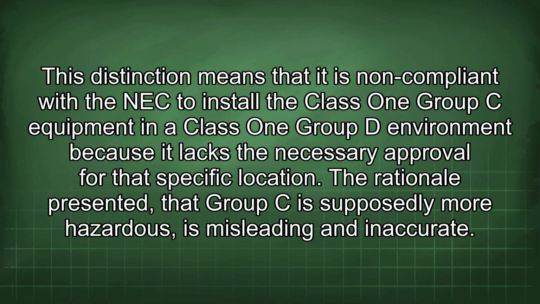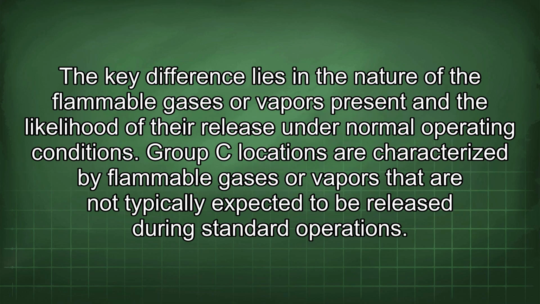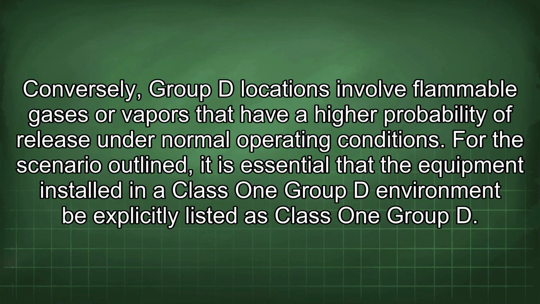The rationale presented, that Group C is supposedly more hazardous, is misleading and inaccurate. While it is true that Group C and Group D locations present different types of hazardous conditions, it is not accurate to suggest that one is inherently more or less hazardous than the other. The key difference lies in the nature of the flammable gases or vapors present and the likelihood of their release under normal operating conditions. Group C locations are characterized by flammable gases or vapors that are not typically expected to be released during standard operations. Conversely, Group D locations involve flammable gases or vapors that have a higher probability of release under normal operating conditions.